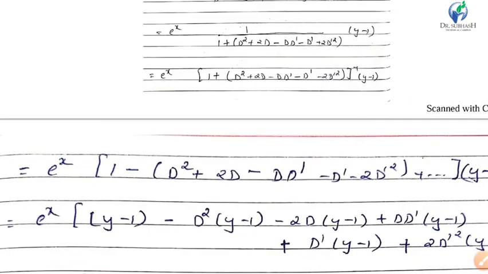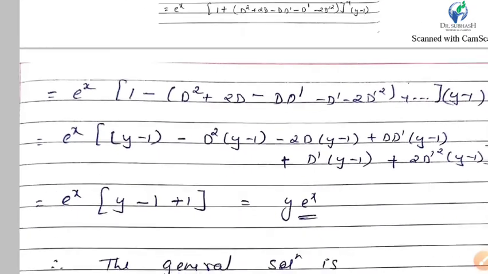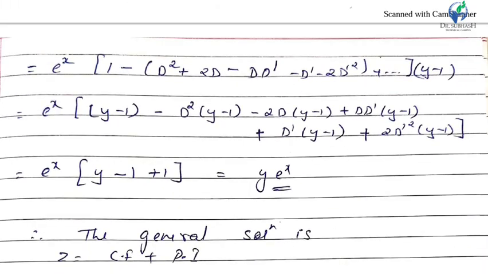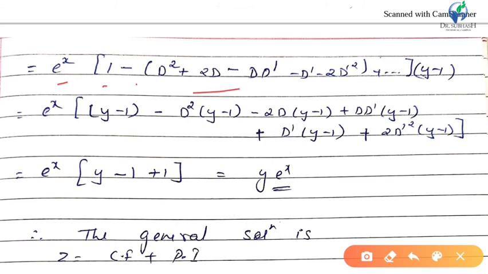So this can be written as e raised to x will be as it is, 1 minus the rest of the terms, and y minus 1. Now I will multiply y minus 1 to each term inside the bracket. So in this step I have multiplied y minus 1 to each and every term. So now let us simplify this.